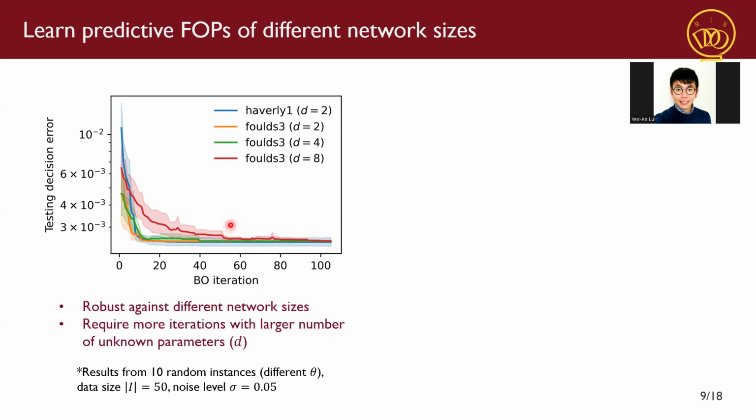And if you compare the first two conditions, the Harvard-1 and FOSS3 on the two unknown dimensions, we show that our algorithm is quite robust against different network sizes, where you can see the two convergence curves are actually identical to each other. And next, if you look at the FOSS3 problem with increasing unknown dimensions, while we do see they require more iterations with a large number of unknown parameters, our algorithm is still very efficient, and can converge to good models within 50 iterations.